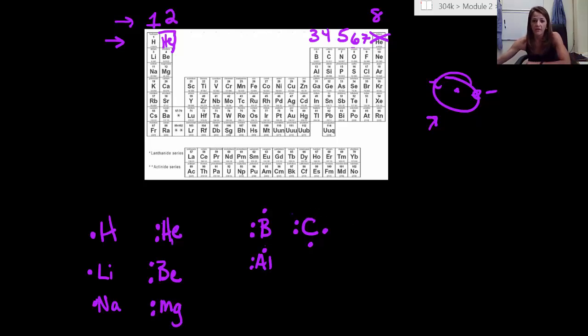And so now we have nitrogen. Nitrogen has 5 valence electrons. So 1, 2, and then 3, 4, 5. Again, it doesn't matter where you put them, it just matters that the first 2 go together.